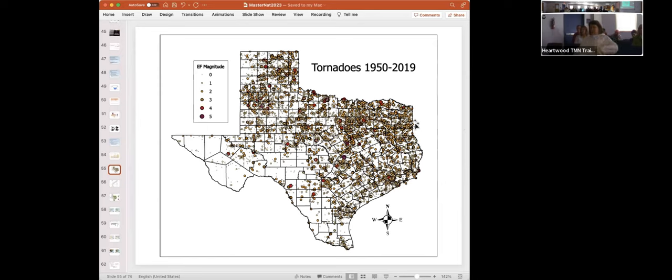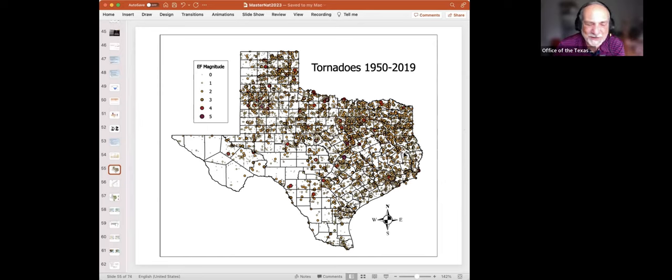So the Southeast Tornado Alley, sort of, we're on the margin of that, just like we're on the margin of the Great Plains Tornado Alley.